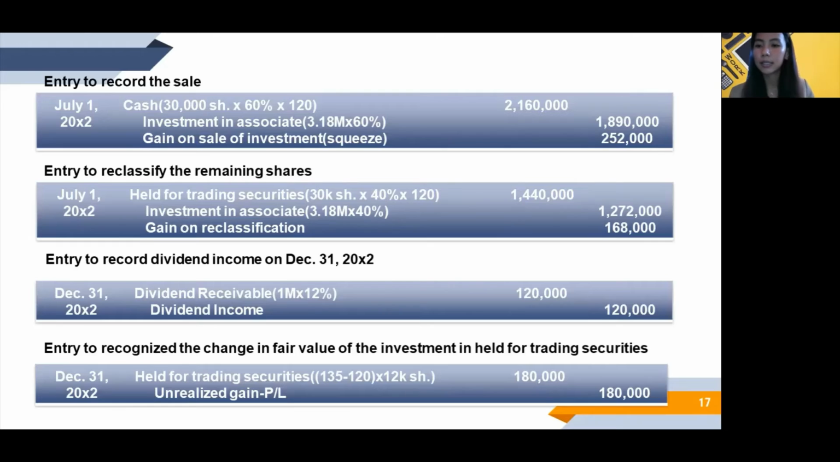And this last entry is to recognize the change in fair value of the investment held for trading securities. So, on December 31, 20x2 again, debit to held for trading securities and credit to unrealized gain to profit or loss na 180,000 pesos. So, to get that, kunin muna natin yung difference na 135 pesos na quoted price and the 120 pesos na prevailing market price. And then yung difference nila is i-multiply natin sa 12,000 shares. So we will get the 180,000.